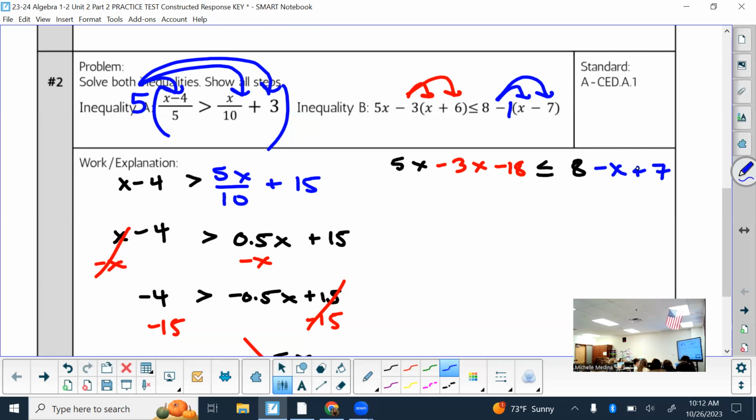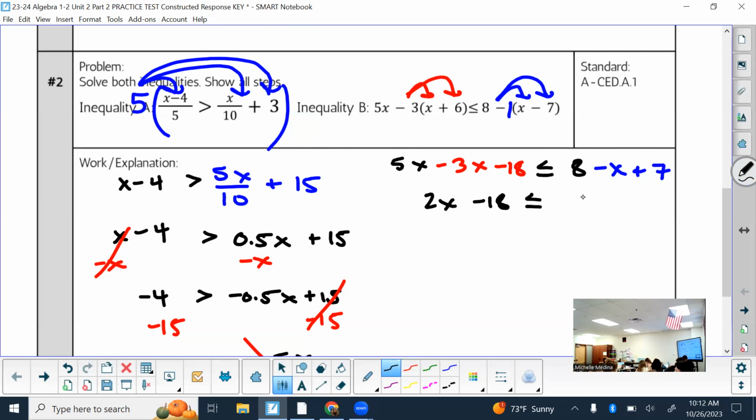Usually after distributing, you have to do this. What is it? Combine like terms. So first, just look at the left side of the inequality. Do I have any like terms here? 5x and -3x. If they have the same variables, then they are like terms. So what's 5x minus 3x? 2x. All right, the -18 doesn't have a like term, but you still need to write it down.